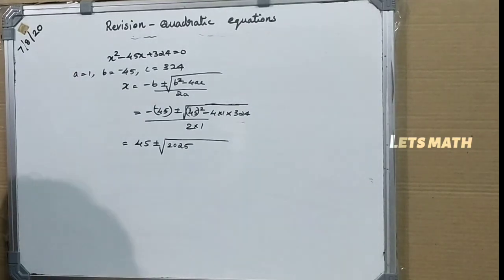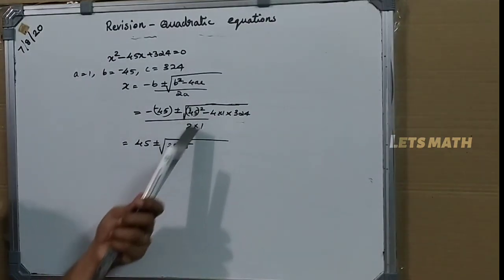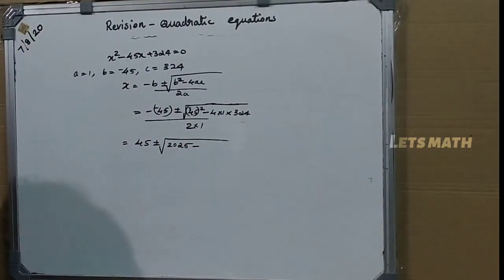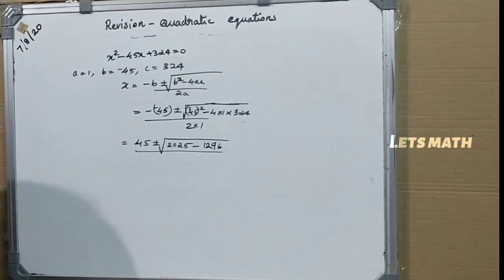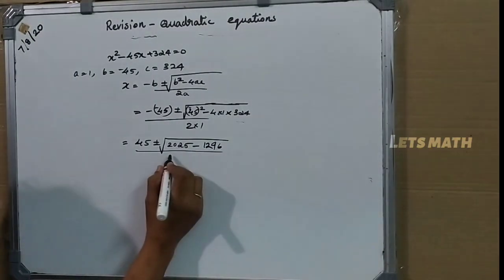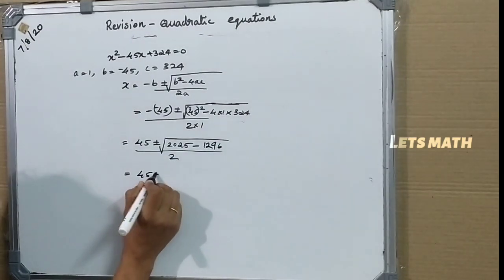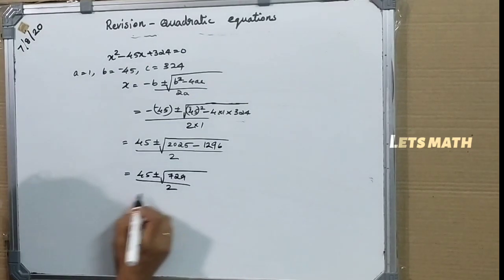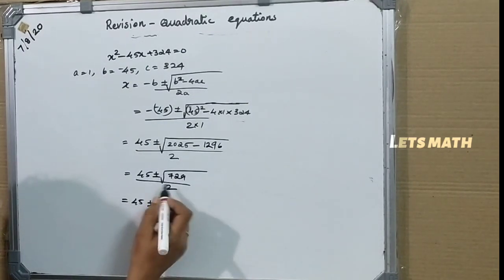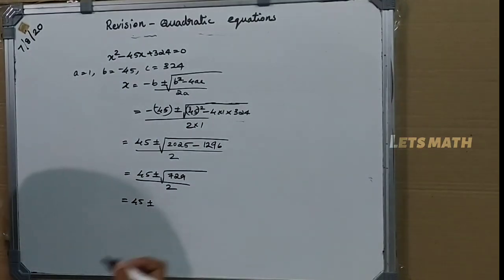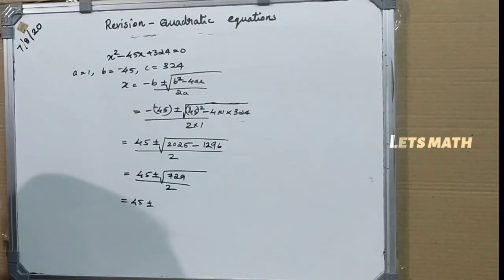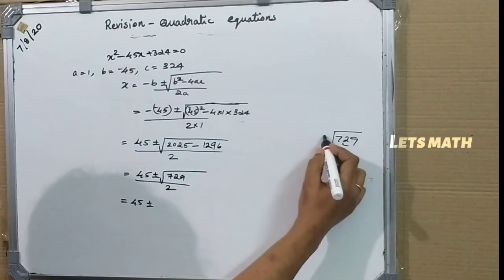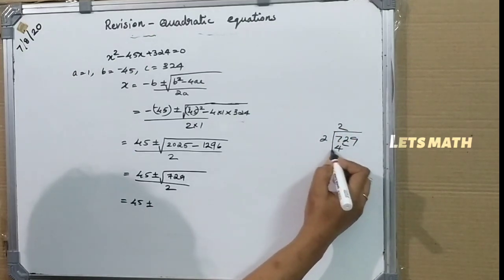45 square is 2025, minus 4 into 324 is 1296, divided by 2. That is 45 plus or minus root of 729 divided by 2. Now, what is the root of 729? You can do it by the factorization method or long division. Think of the perfect square for 729.